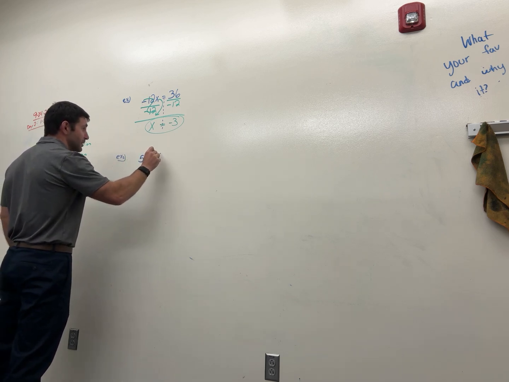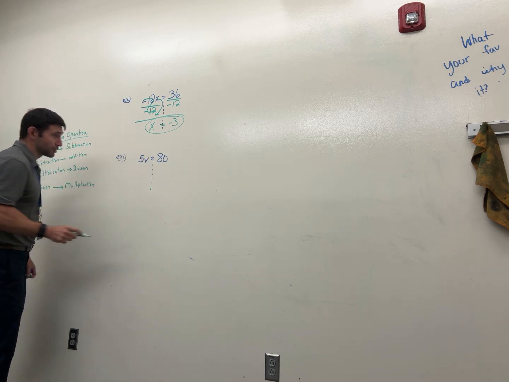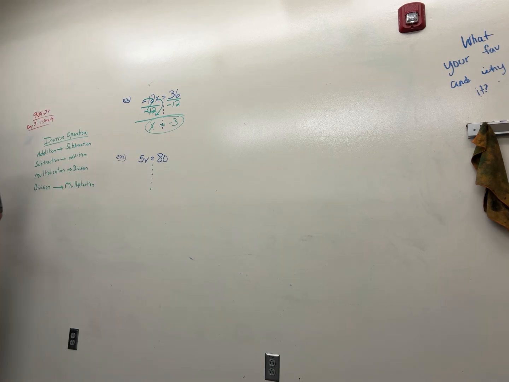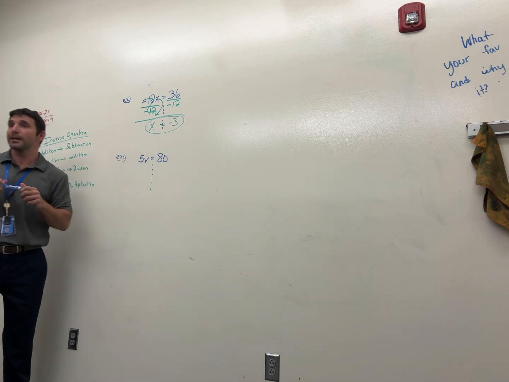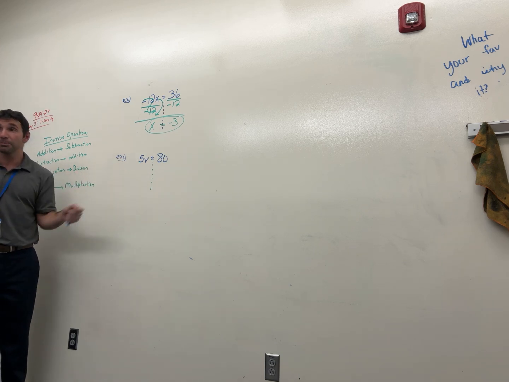5v equals 80. Okay, first step, what do we do? You divide by 5. Not yet. We always want to find the balance point. And I'll show you an example why that's going to be important in a little bit. How would I say 5v mathematically? What does it mean when I have a number smack dab up against the variable? Multiply. 5 multiplied by v.